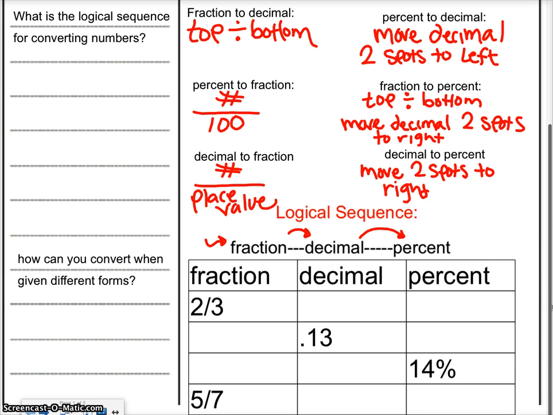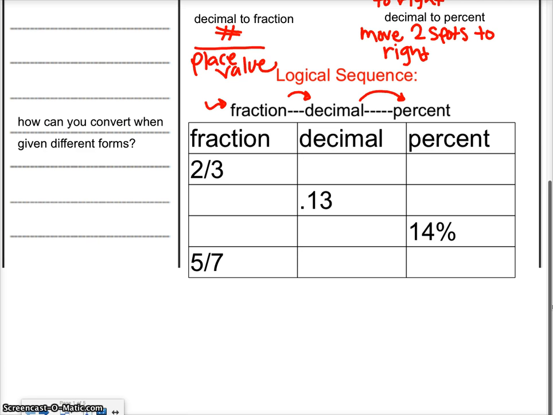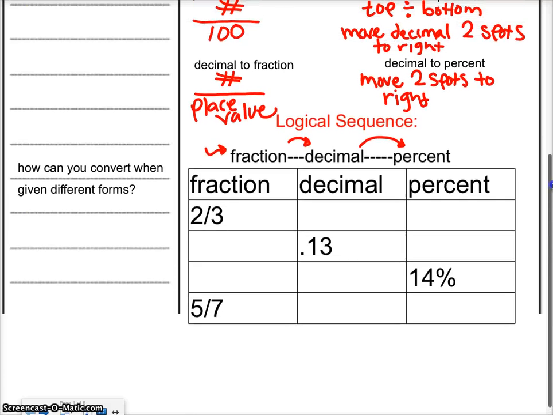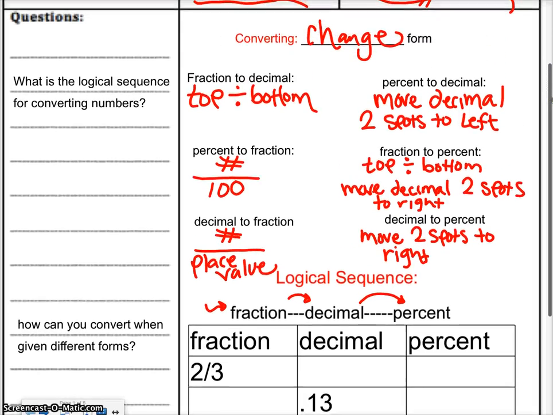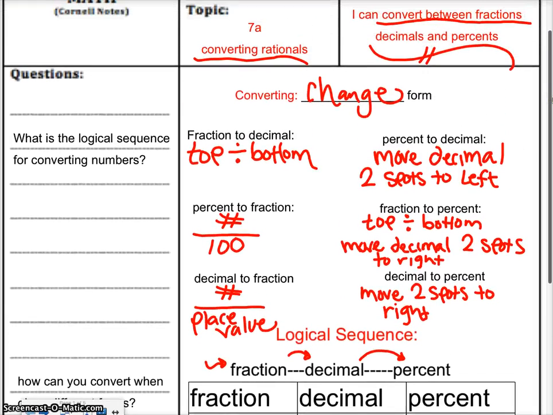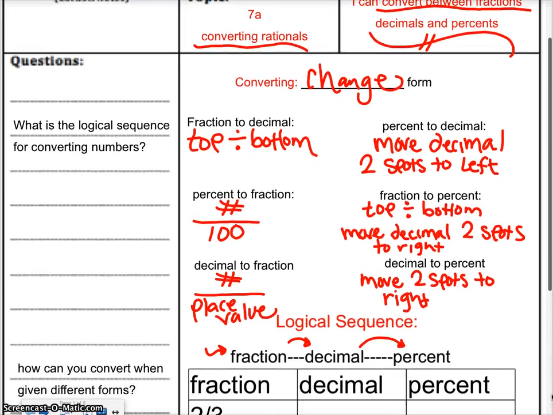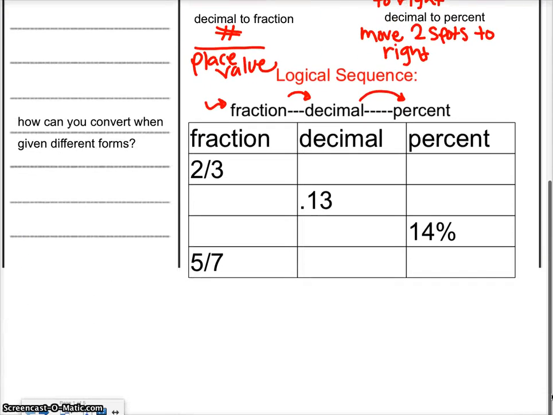Okay, we're going to complete this table here. It looks like I have a fraction of 2/3. What is that in decimal form? Well, let's see. How do I turn a fraction to a decimal? It looks like I need to go top divided by bottom. So I'm going to do that. 2 divided by 3 is 0.6 repeating. So I'm going to go ahead and write that, 0.6, and I'm going to make a few of them because I need to convert it to a percent.